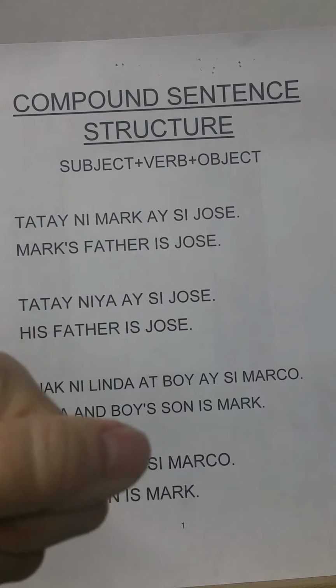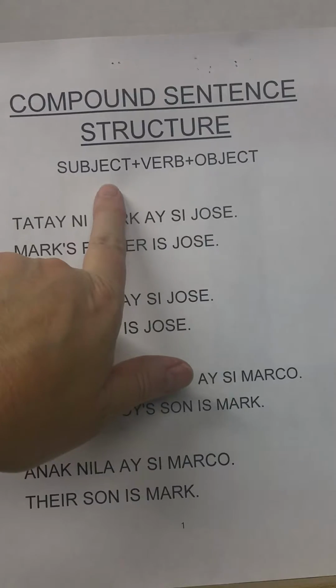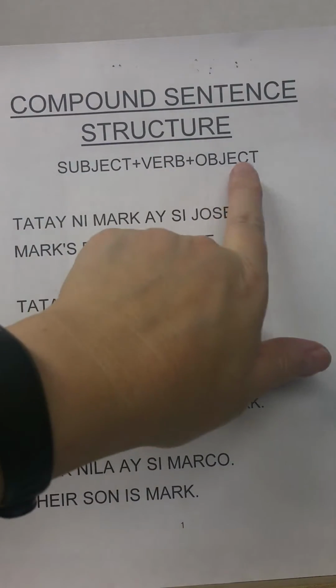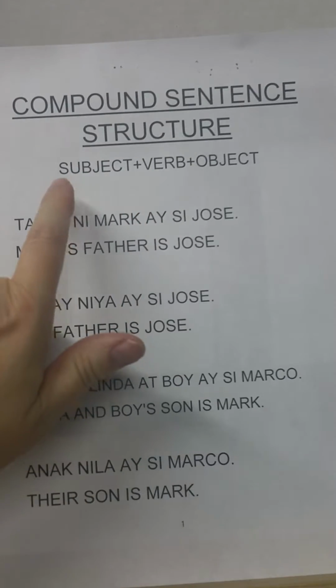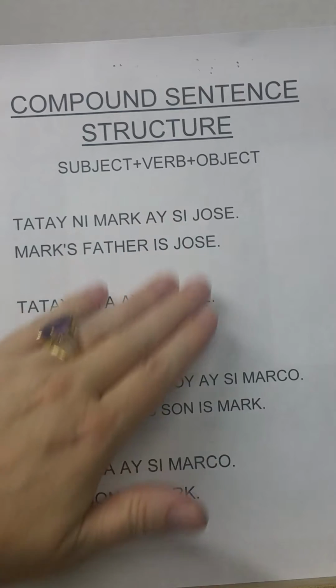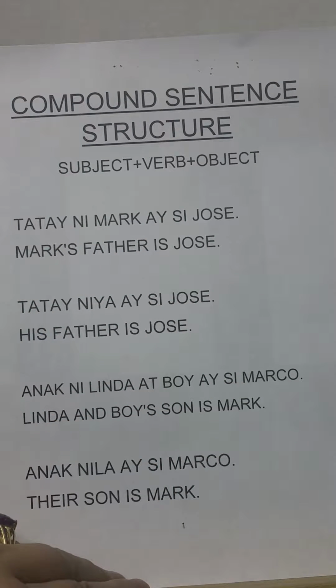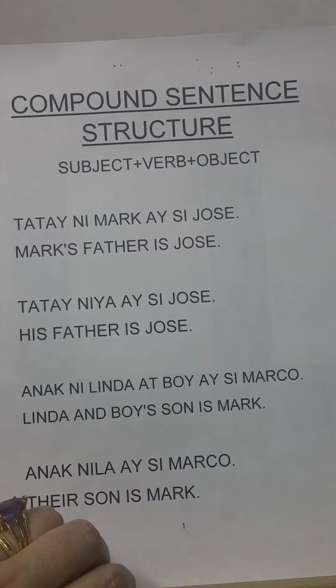All is good. So today we're going to talk about compound sentence structure. The formula is the subject, then the verb, then the object. Or these two can be reversed, and you could have the verb, and then the subject, and then the object. So these are going to be using our vocabulary words from the last lesson about family and numbers.